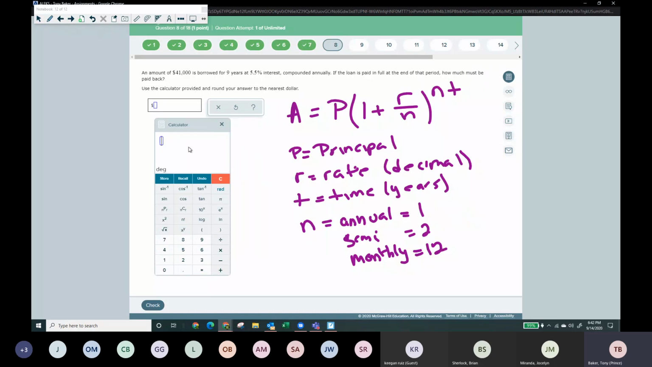All right, so we're going to plug in our numbers to this problem. My original amount was 41,000. Do 1 plus my interest rate, 0.055. It's an annual interest rate, so annually compounding, so that's 1. And then we're raising it to 9 years, so 9 times 1. They want this to the nearest dollar, so $66,383.